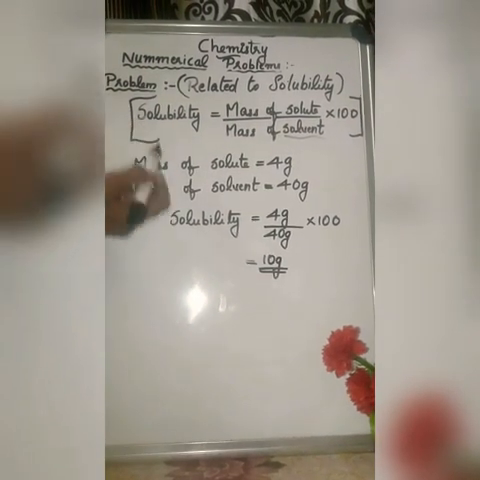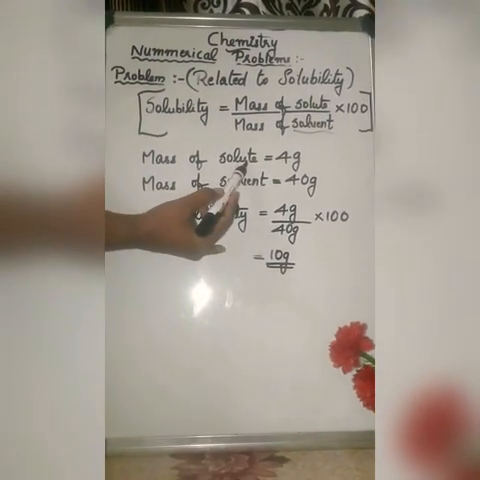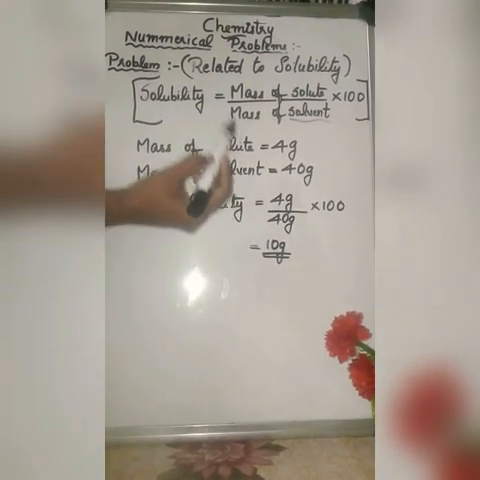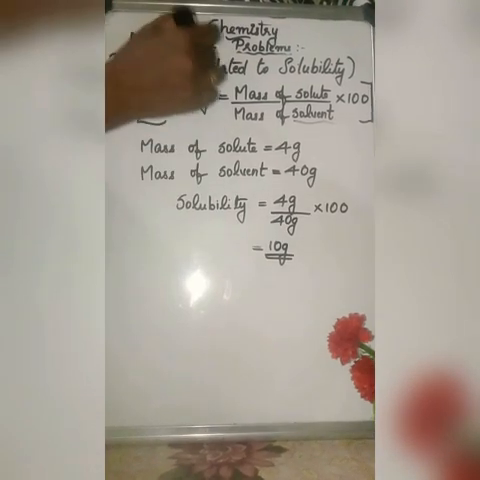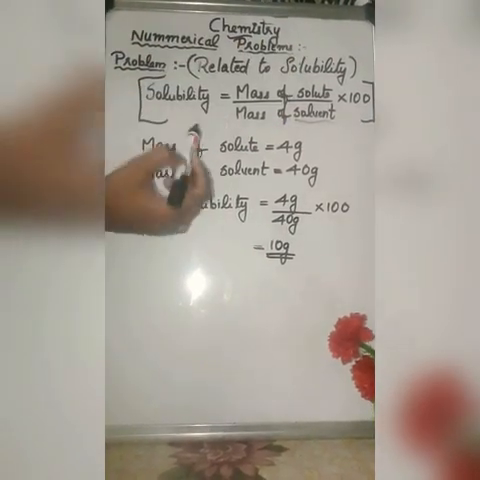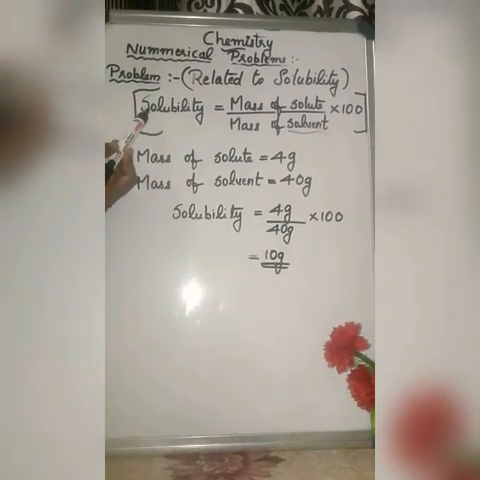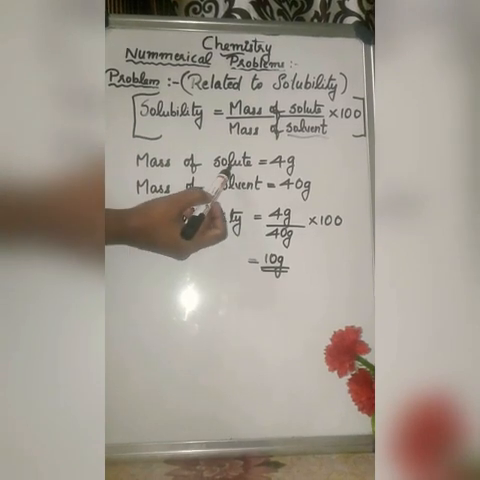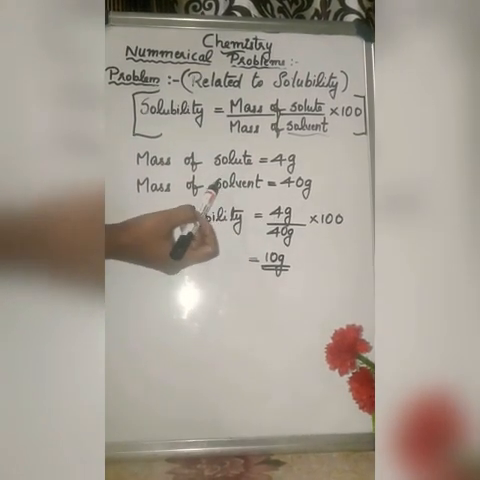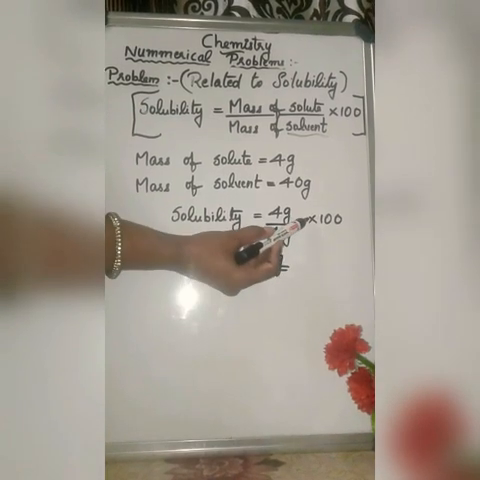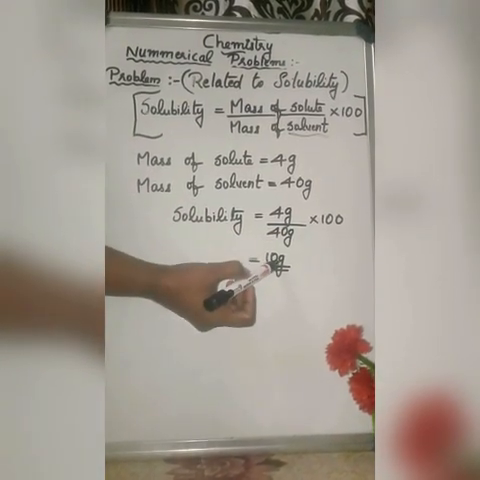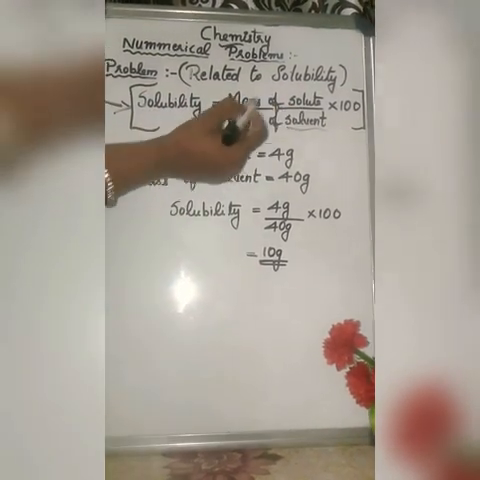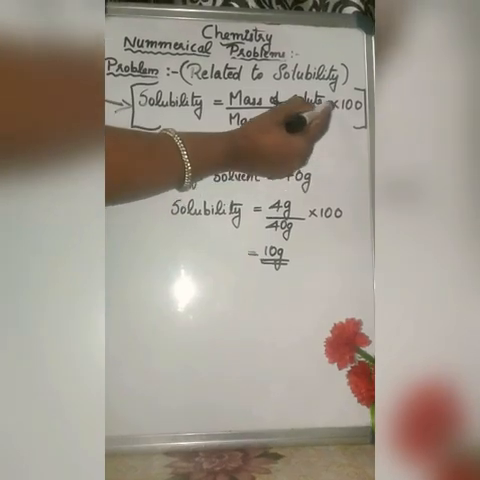In the question directly mass of the solute will be given, solvent will be given, not solution, solvent. So you studied actually what is solubility. The amount of solute that can be dissolved in a solvent is called solubility. So from that we derive this equation. Then substituting the values of solute, that is equal to 4 gram, and solvent is equal to 40 gram into 100, you will get 10 gram. So remember, the equation for solubility is mass of the solute divided by mass of the solvent into 100.